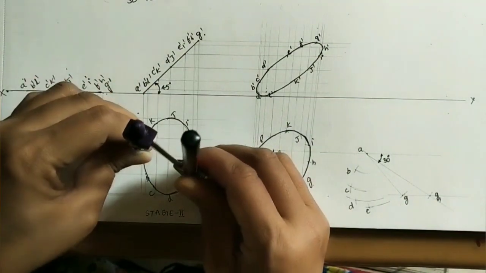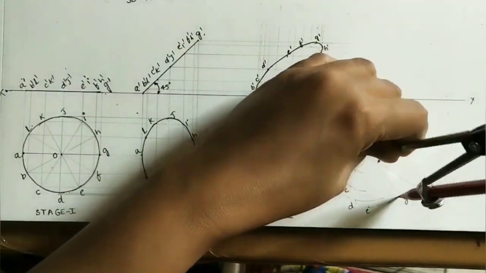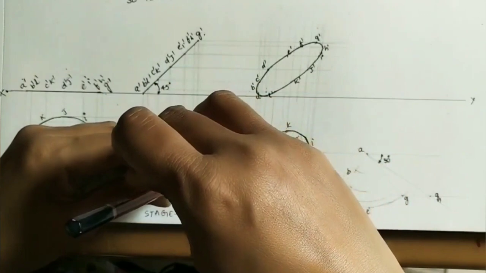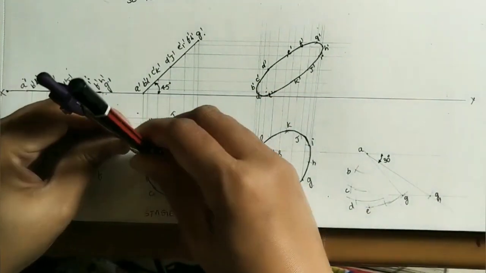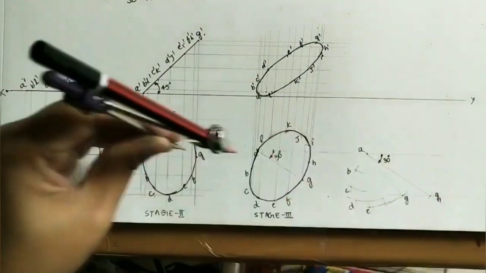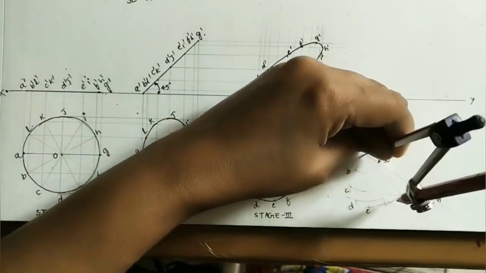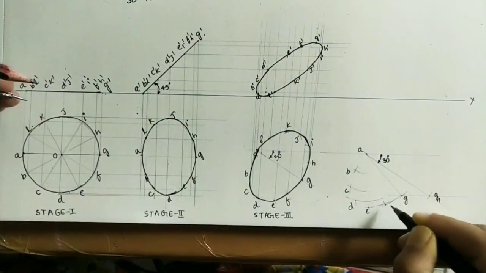Next point is F point. Take AF length, A as center, do an arc here. Similarly, take GF length, G as center, cut that arc. So this intersection point is F.